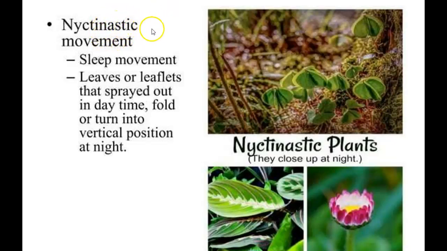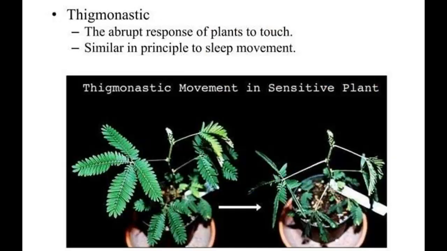First is the nictinastic movements. These are basically known as the sleep movements. Leaves or leaflets that spread out in daytime fold or turn into vertical positions at night. Then this is known as the nictinastic movement. Thigmonastic is the abrupt response of plants to touch, similar in principle to the sleep movement.